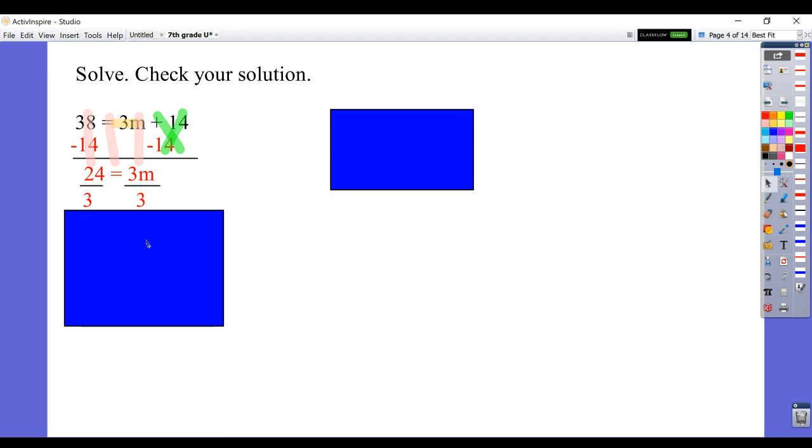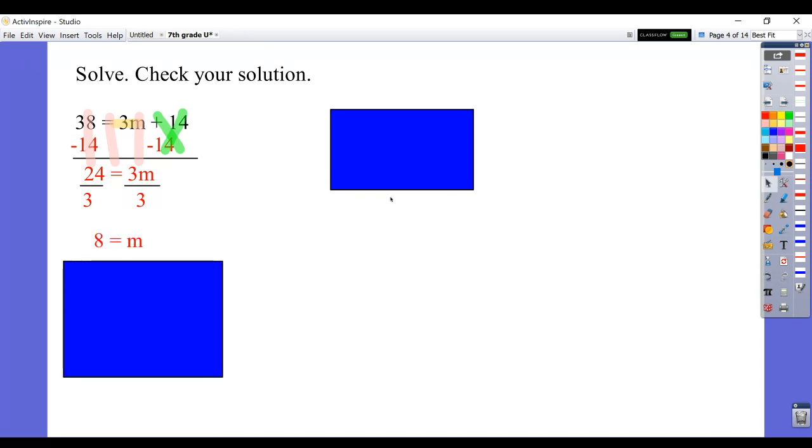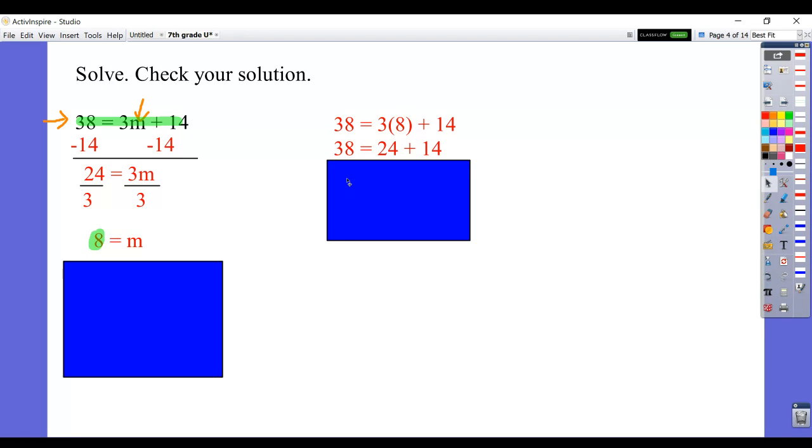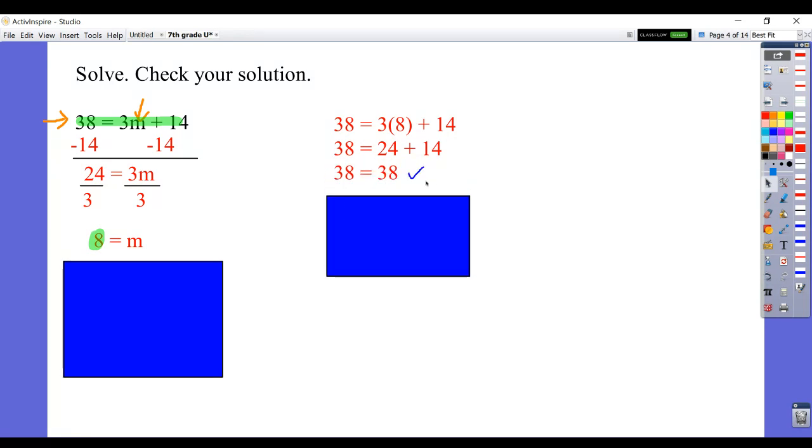And of course, we would divide both sides by 3 to get m by itself. And so 8 would equal m. In terms of checking your solution, remember you're putting the solution that you got, 8 equal to m, into that original equation. So you're putting it into this equation right here in place of the m, and showing that left side equals the right side. So you'd write down 38 equals 3 times the value of m, which we're saying is 8, plus 14. So 38 equals 3 times 8 plus 14. Again, that's just a rewrite of this equation, replacing m with 8. And then we would get 38 equals 24 plus 14. 38 equals 38, and we show that that checks.